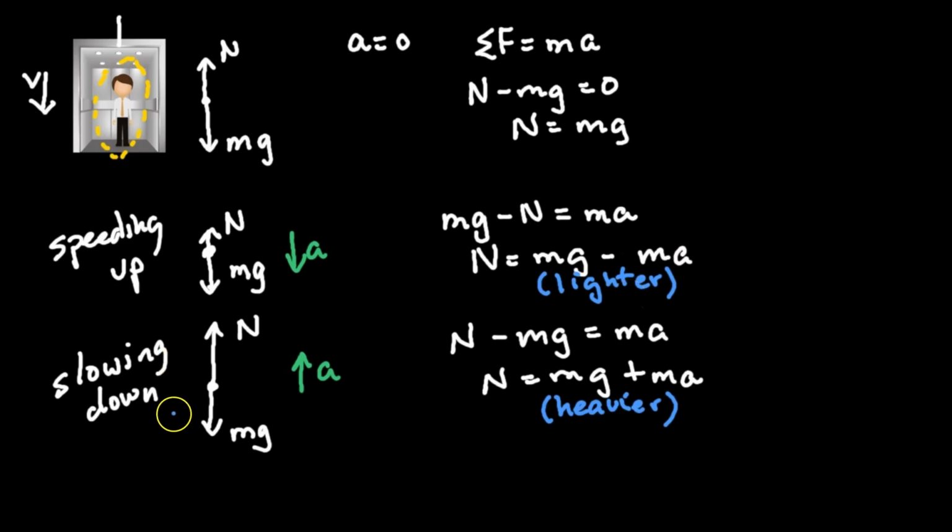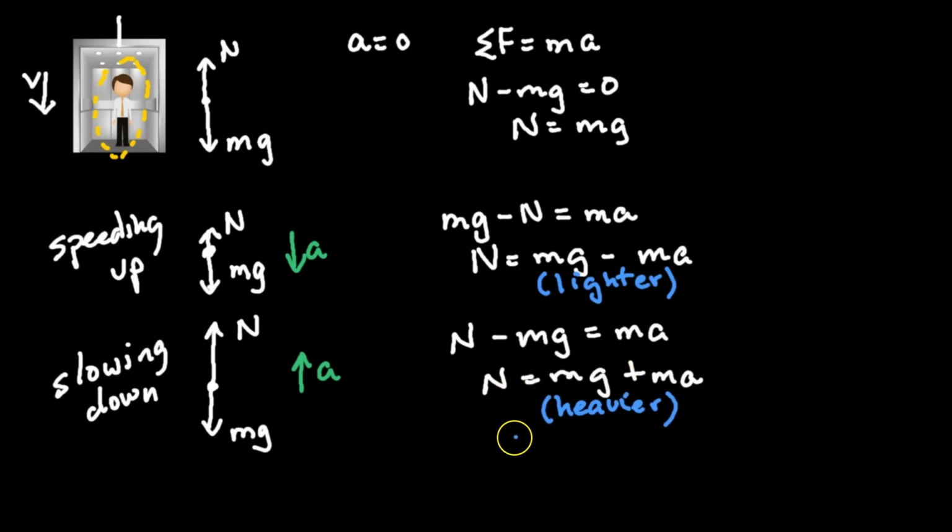On our way down, if we're slowing down, that means our acceleration will be upward, and using Newton's second law, we write our equation: normal minus mg equals ma. We're going to isolate the normal force by adding mg on both sides, and we get that the normal force is equal to mg plus ma. Notice that we're adding this ma to the mg, and so the person is going to feel heavier than normal.